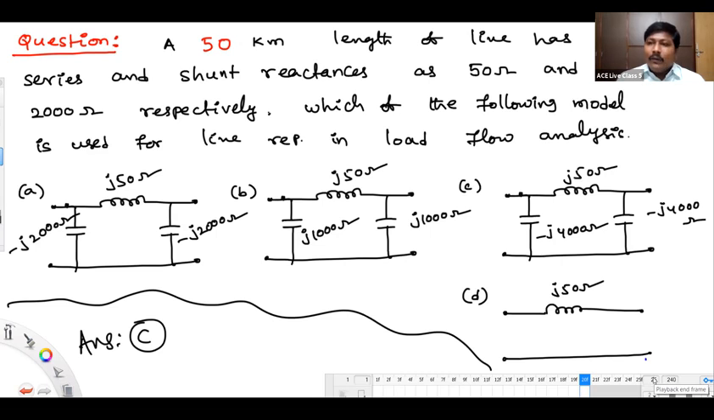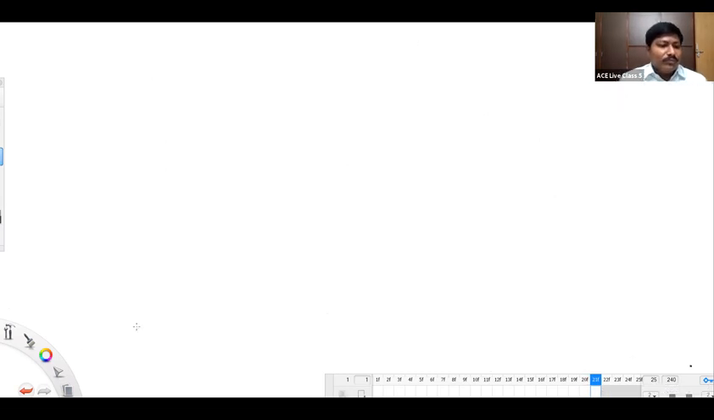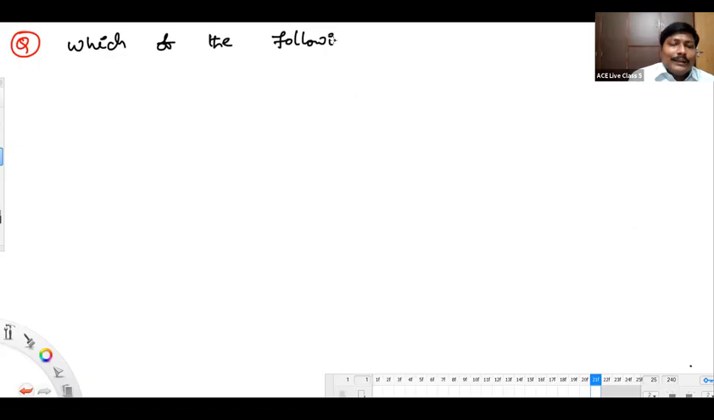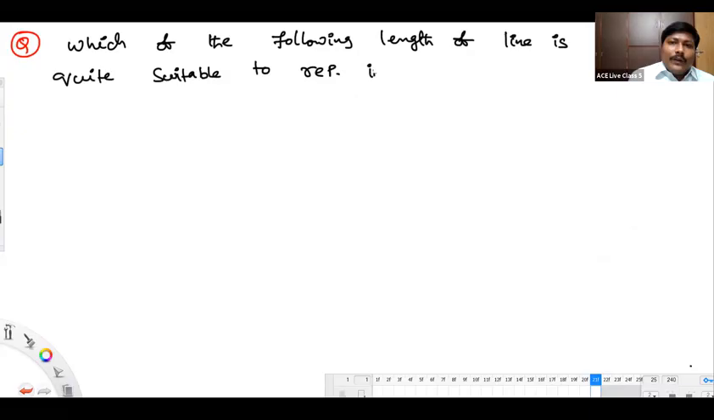Next, let's say one more small question. It is an IES question. Which of the following length of line is quite suitable to represent in an equivalent pi model?